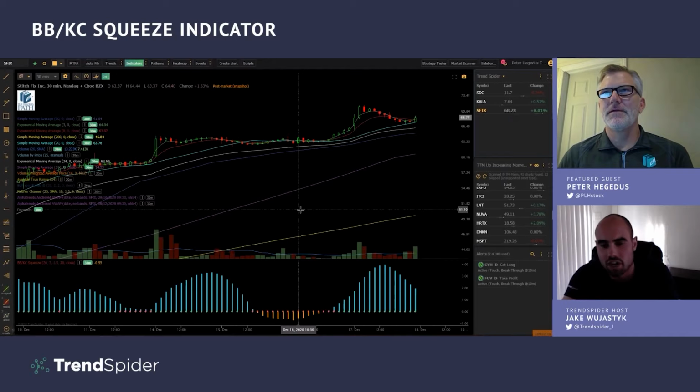Now, this is not advice. This is not anything for those that are watching. Don't go blindly mortgage the house on a TTM squeeze switching from red to green. But what is your particular strategy here?